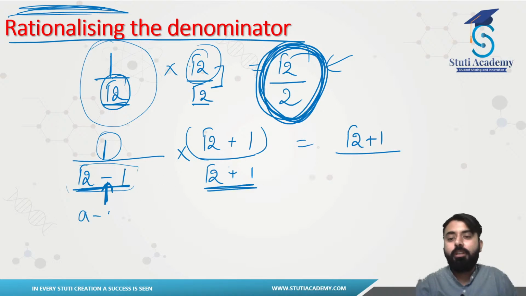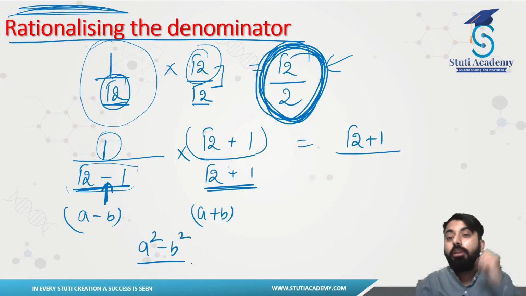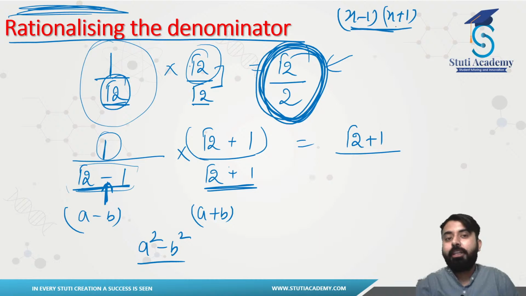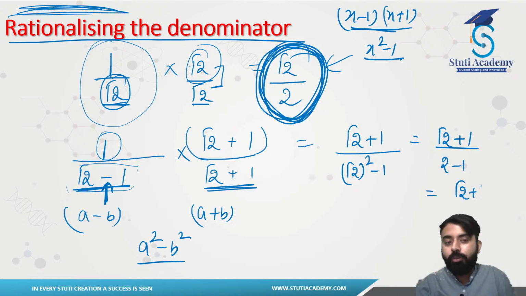You guys see, (a minus b)(a plus b) will be what? a square minus b square. Remember this, any identity will be applicable on your irrational numbers, because I have just told you that they act as your variables. So you can see (x minus 1)(x plus 1) is an identity which will be x square minus 1. So obviously it will be (square root 2) whole square minus 1. So it should be (square root 2 plus 1) divided by (2 minus 1), that will be square root 2 plus 1.